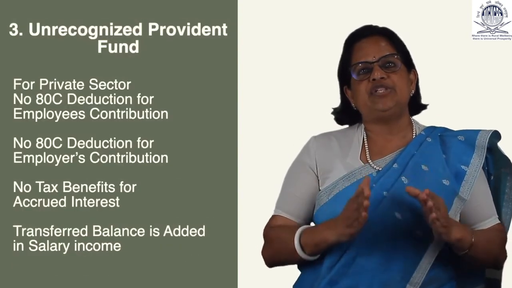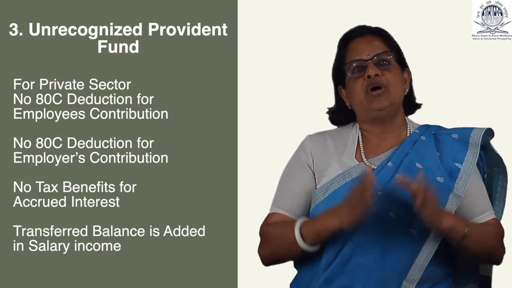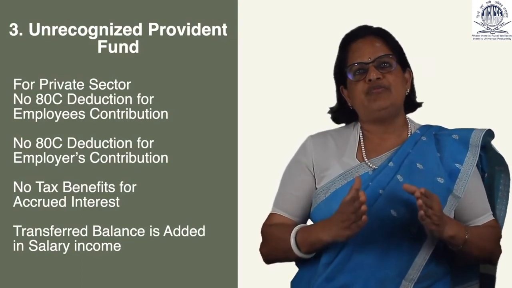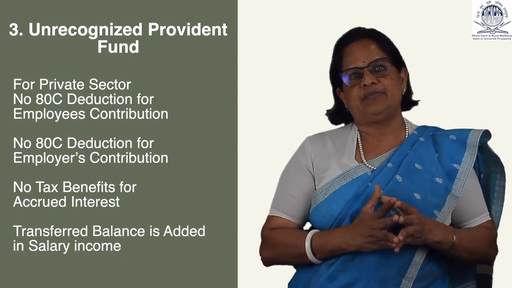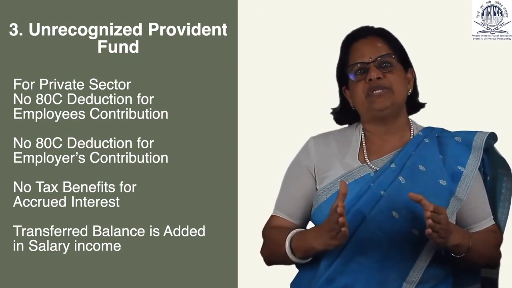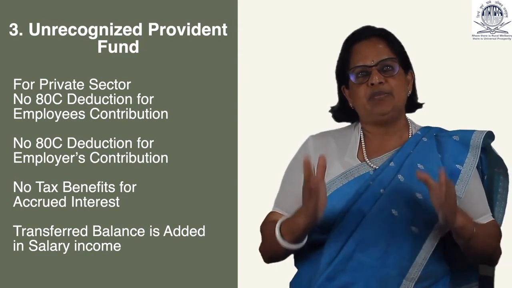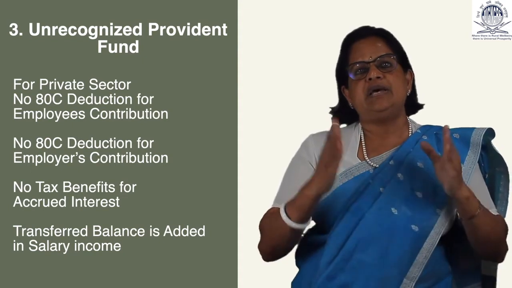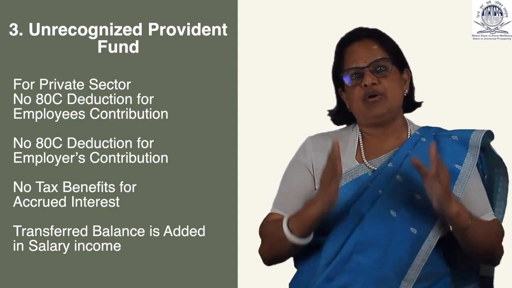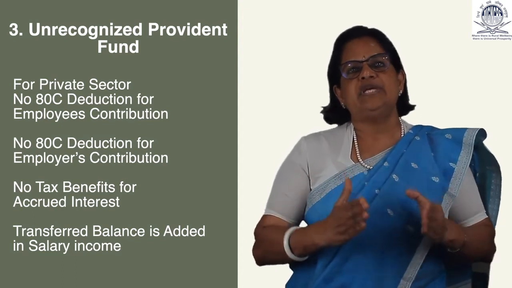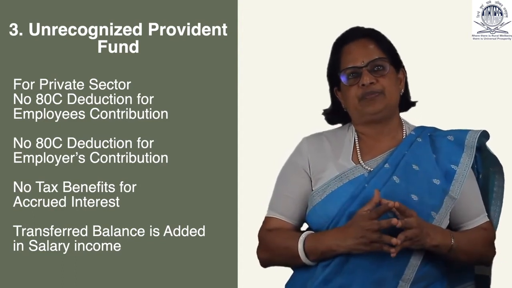Let us learn the features of unrecognized provident fund or URPF. This provident fund is meant for employees in the private sector. If the organization has 20 or more members, the employer will start the provident fund called unrecognized provident fund until it is recognized by the Commissioner of Income Tax. When it is recognized, it becomes recognized provident fund.